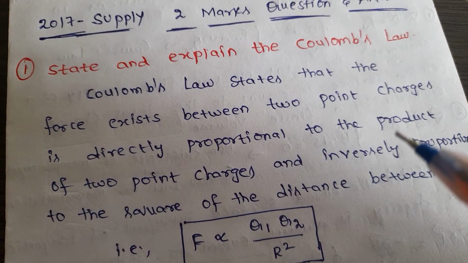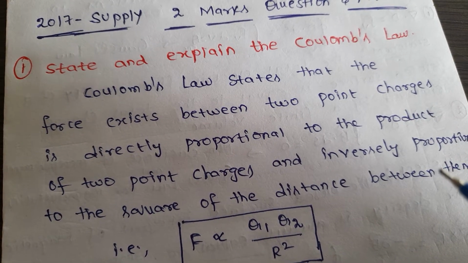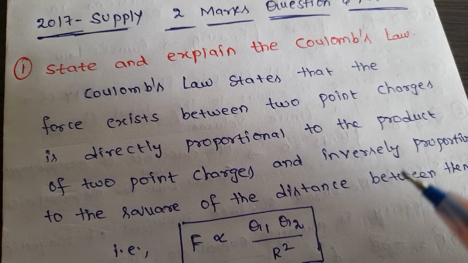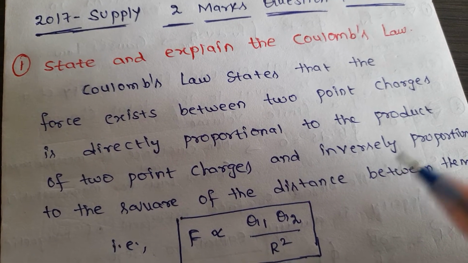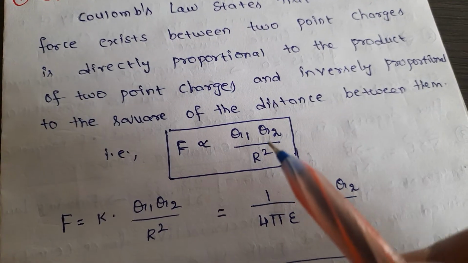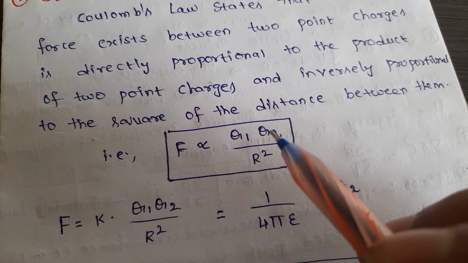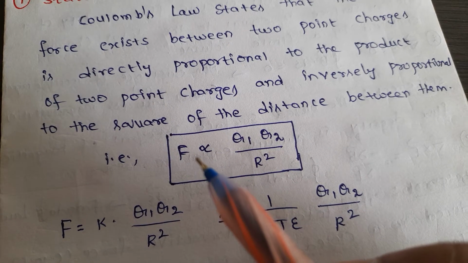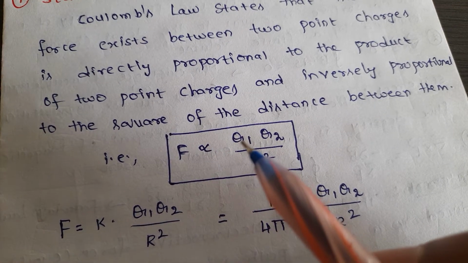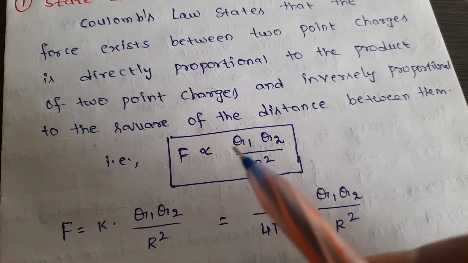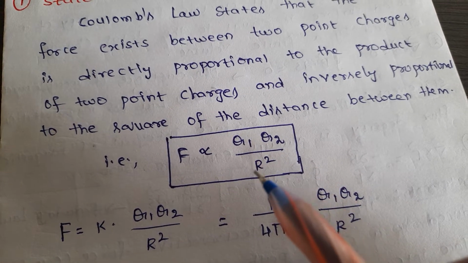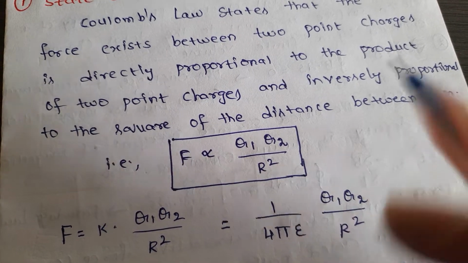Here you should consider one important point. The force type is not an attractive force type, it is a repulsive force type. Is it clear? Let us consider Q1 and Q2 are the two charges separated by a distance r. Then according to Coulomb's law, the force between the 2 point charges is directly proportional to the product of the 2 point charges and inversely proportional to the square of the distance between them.